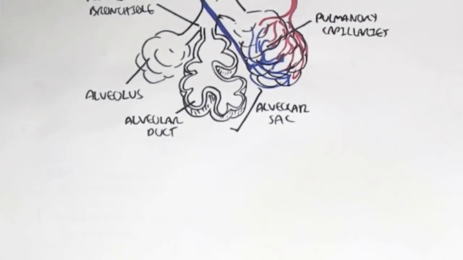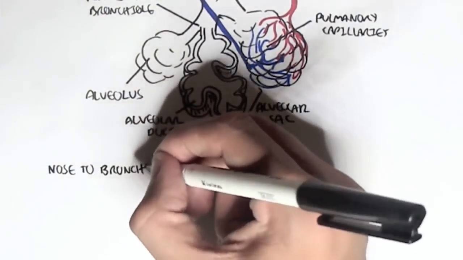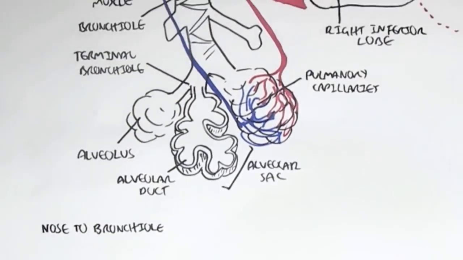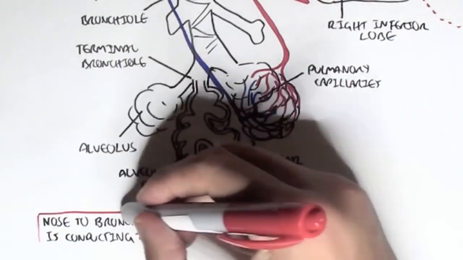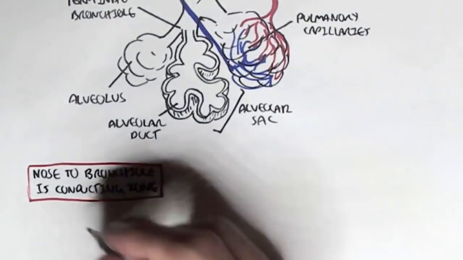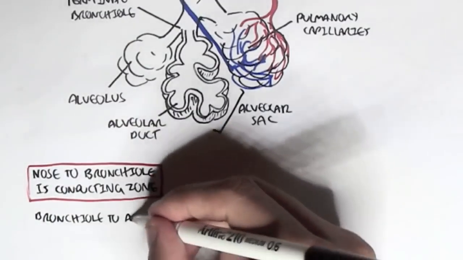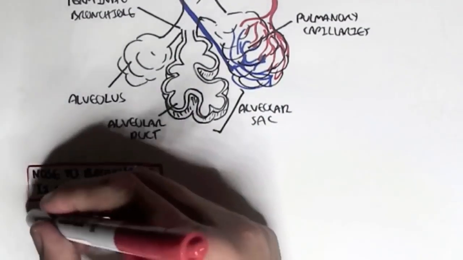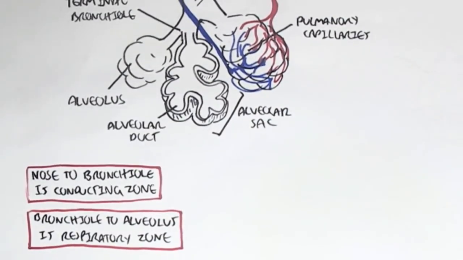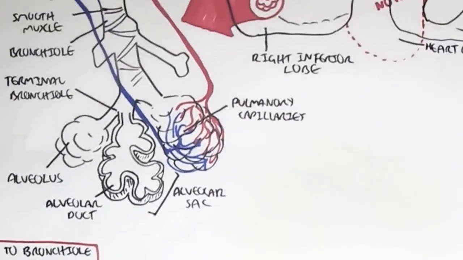But another two concepts you should understand is that the pathway from the nose to the bronchioles is called the conducting zone of respiration. From the bronchioles to the alveoli, the singular being alveolus, is known as the respiratory zone. And this is where the exchange of oxygen and carbon dioxide happens.